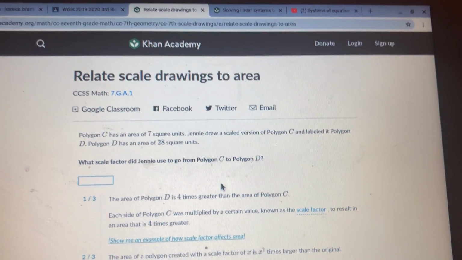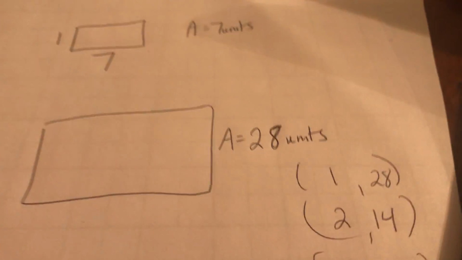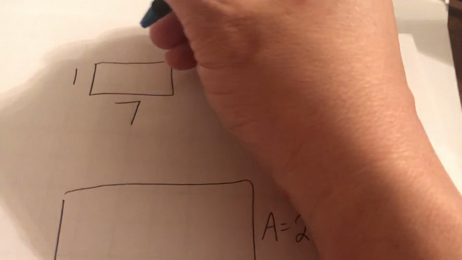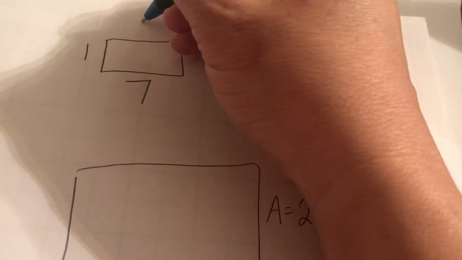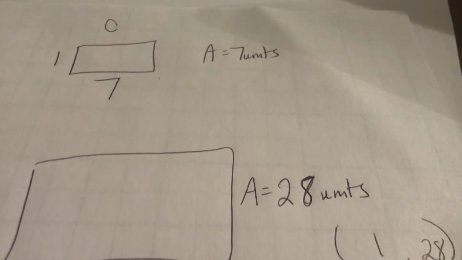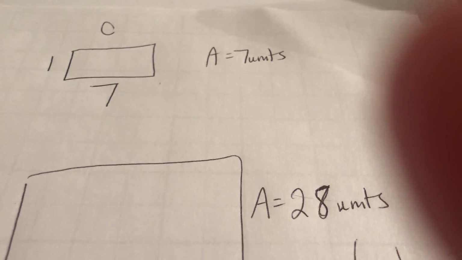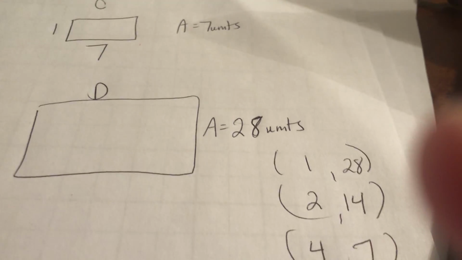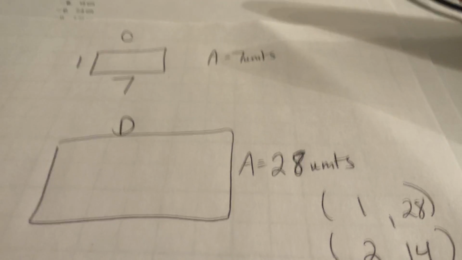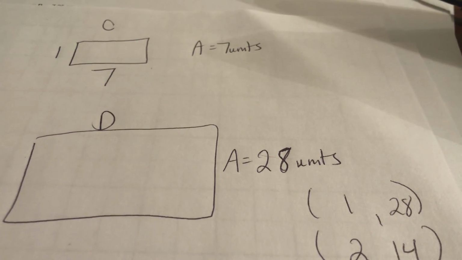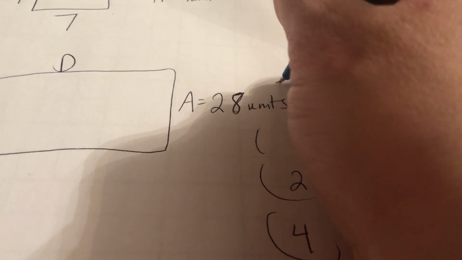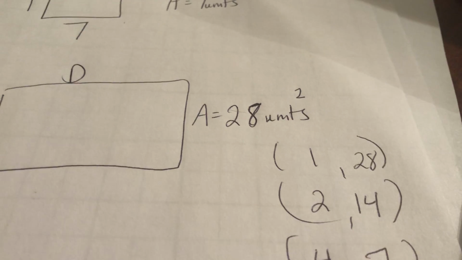Okay, well, I've drawn a picture of this over here on my paper, so I'm going to move the video over here to my paper so that you can see what I've got going on. The first thing they told us was polygon C. Well, they didn't tell us what figure, but I'm just assuming a rectangle because that's easy to find the area of. So I'm going to call that one polygon C, and this one down here polygon D. It's told us that the first one had an area of 7 square units, and that polygon D had an area of 28 square units.